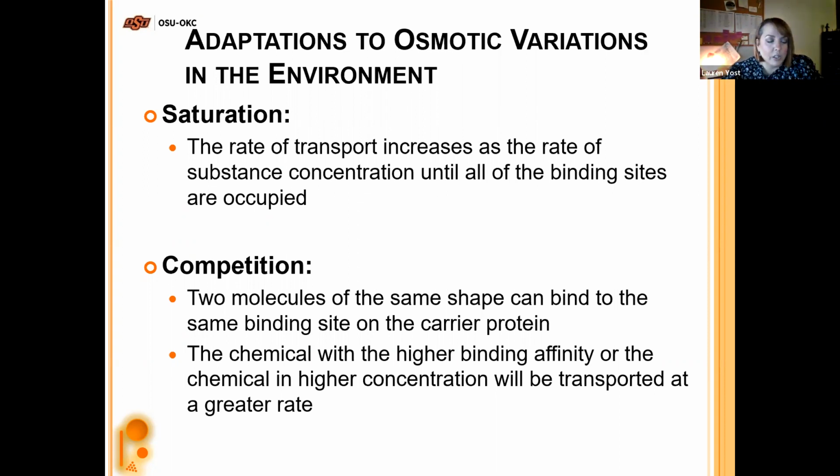All right, competition. We have two molecules of the same shape that can bind to the same site on the carrier protein. The chemical with a higher binding affinity or the chemical in higher concentration will be transported at a greater rate. So we've got bouncy ball.